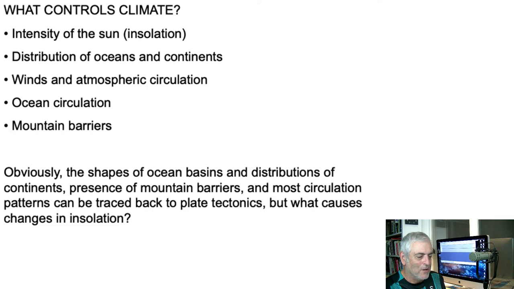And so also what's important is the distribution of oceans and continents. When you have one supercontinent, you're more likely to have a major ice age event. The wind and atmospheric circulation patterns also play an aspect in this. Ocean circulation patterns also play an aspect. And where you get mountain barriers that will actually cause an orographic effect, perhaps, and change the precipitation patterns as well. You're not going to have an ice age unless you have precipitation. So, obviously, the shapes of the ocean, all these other factors, there's a whole bunch of factors that affect climate.